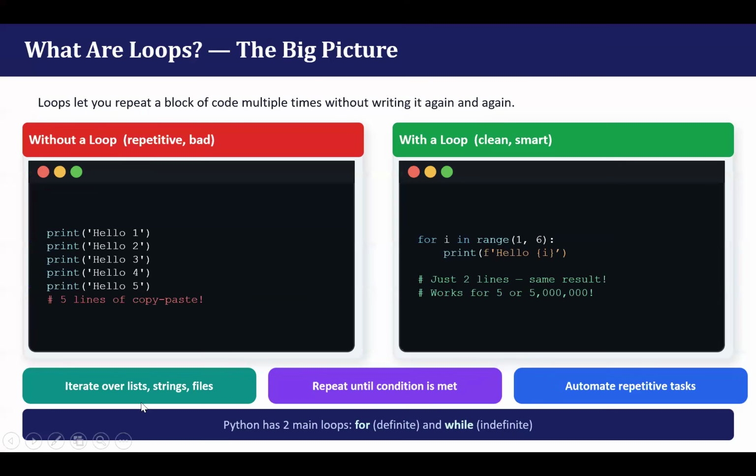So iterate over the list, string, files, repeat until the condition is met. And Python has only, what is the other loop that other programming languages have, but Python does not have? I think for loop is there, while, do they have do while? Yeah, Python does not have do while. So while is for indefinite, for is for definite. What do you mean by this statement?